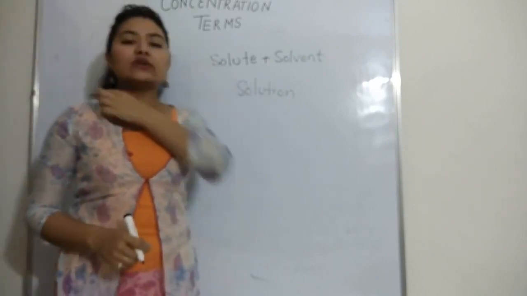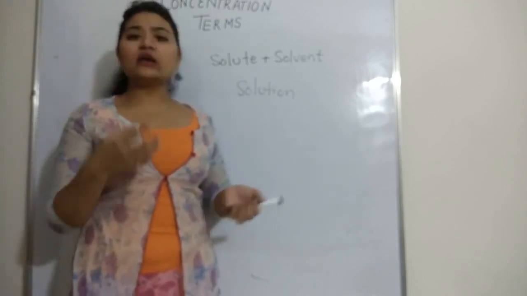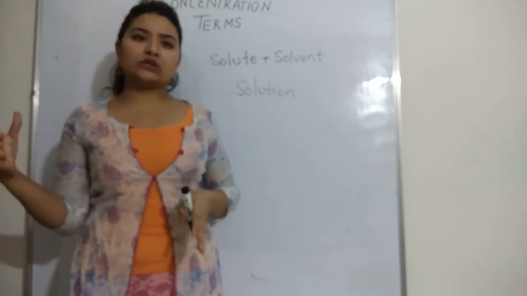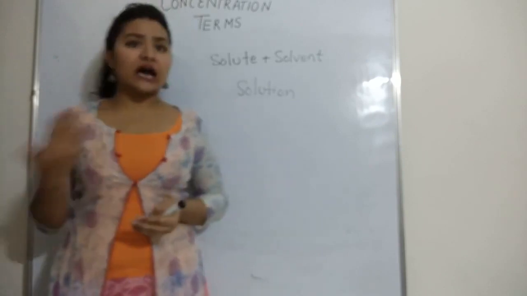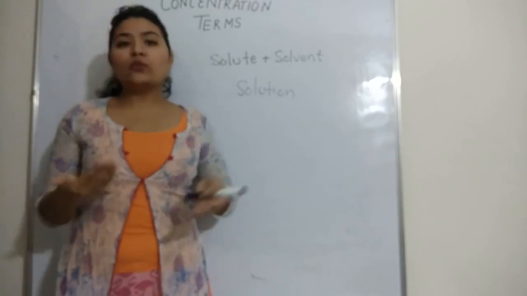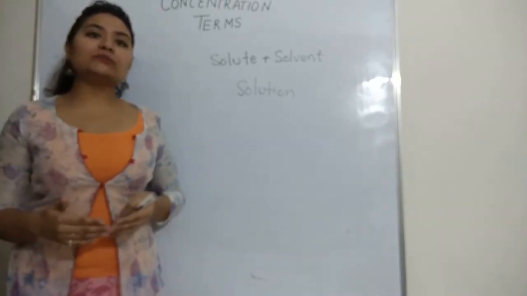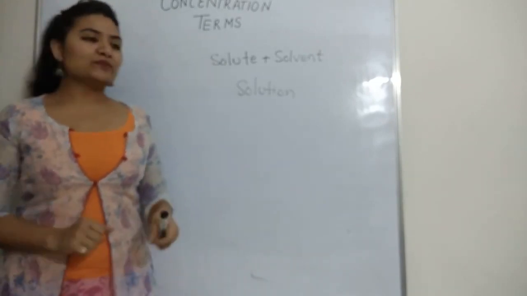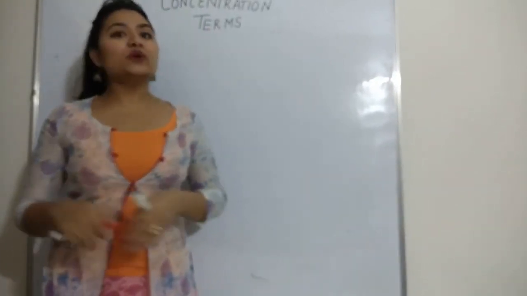Like if I say, for example, I have a salt solution. Now in that salt solution, if it is too salty to taste, we will say the concentration of salt is high. If it is not as salty, we can say the concentration of salt is less, right? So concentration means the amount of solute in a particular solution. Okay, so let's start.